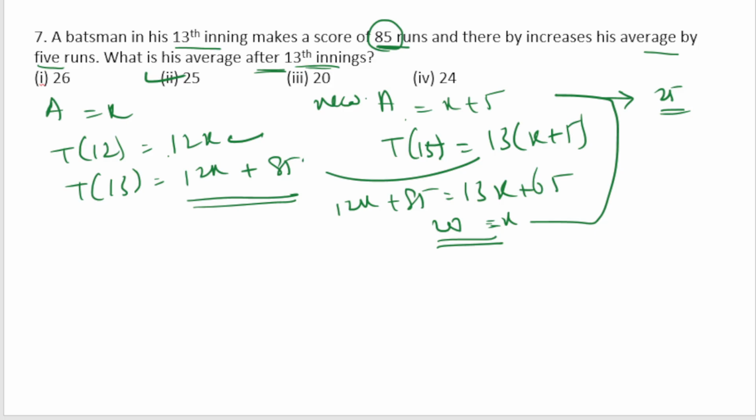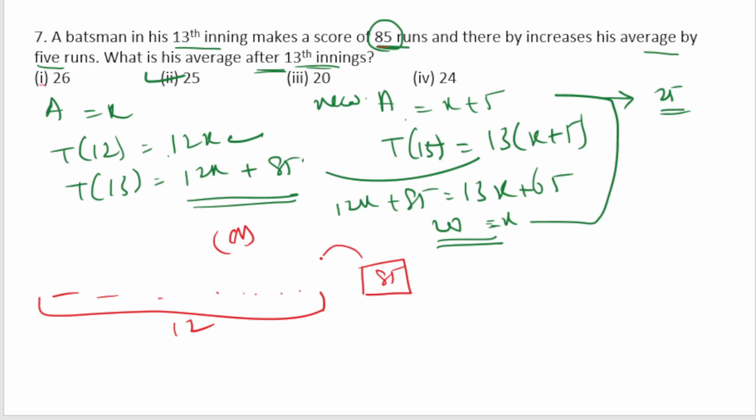Second option. We can do this in another method also. We don't know the score till the 12th innings, and in the 13th innings, he got 85. He got 85 and this increases his average by 5 runs. We don't know what the initial average is, but after scoring 85, it is increased by 5.